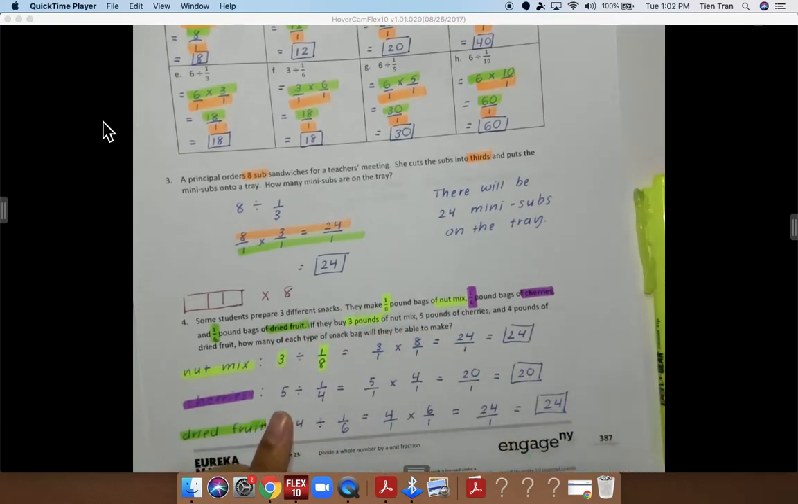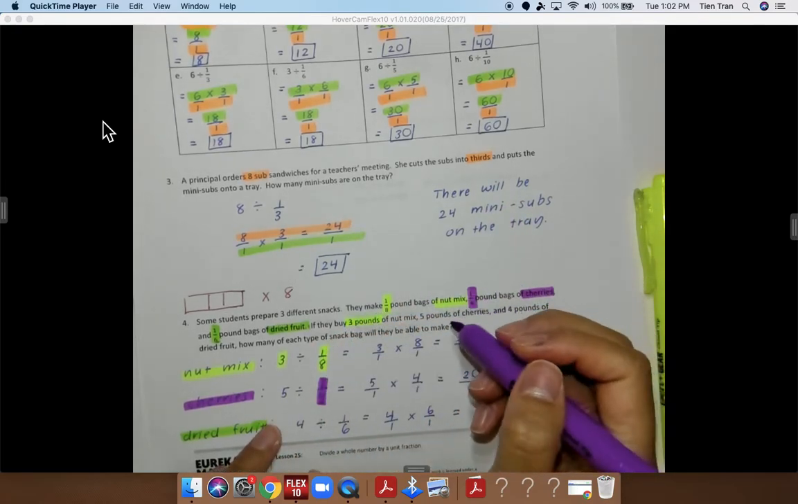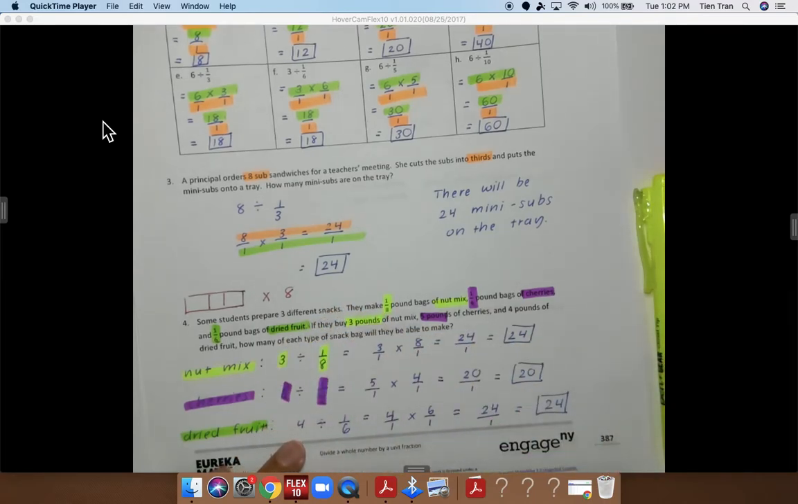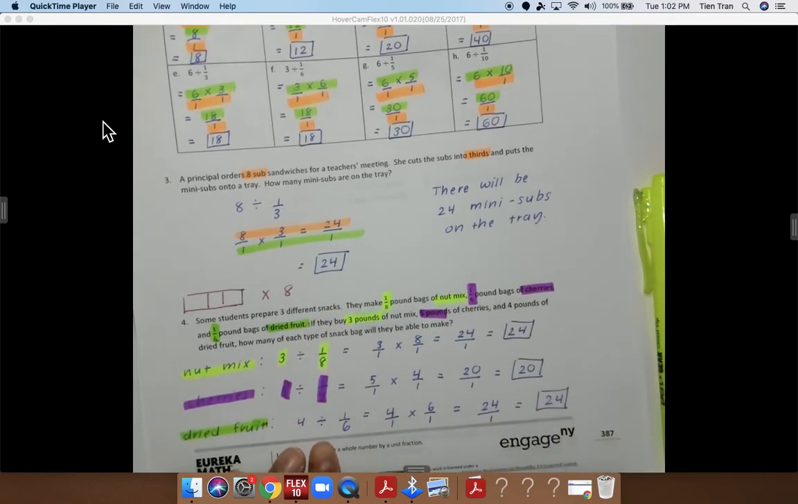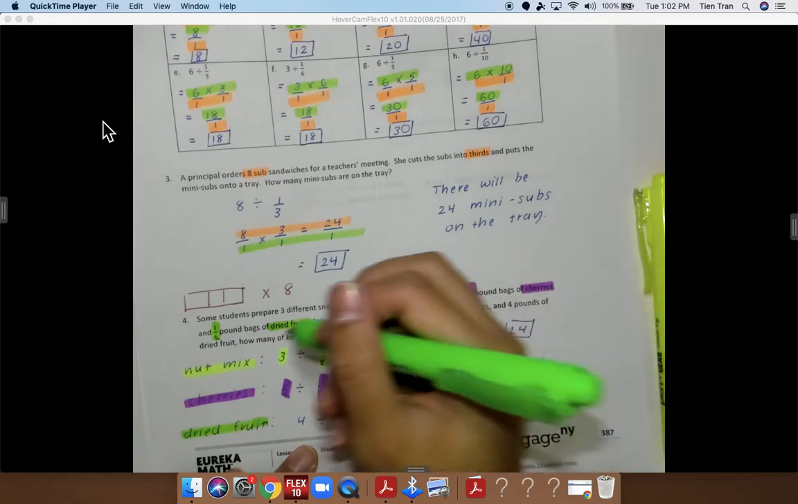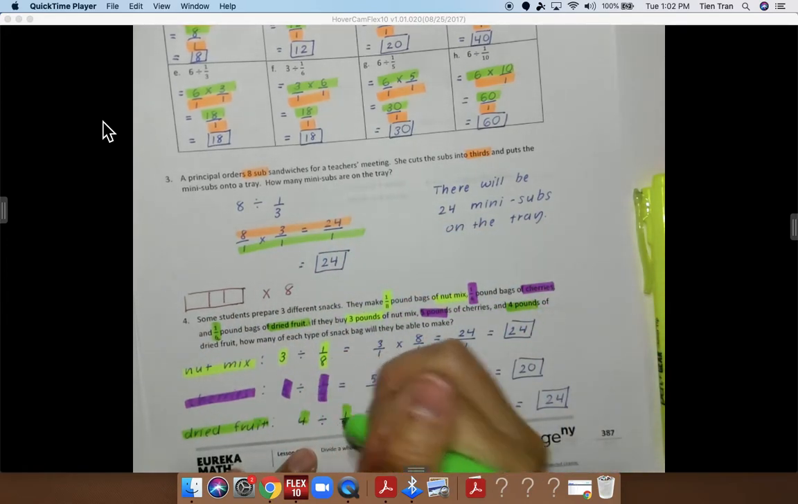The next one they have is the pounds of cherries, which is 1/4. And it says 5 pounds of cherries. So I'm multiplying it times 5. And the very last one, we have 4 divided by 1/6. So I am going to be highlighting that one. We have 1/6 right here. And it says 4 pounds of dried fruit.